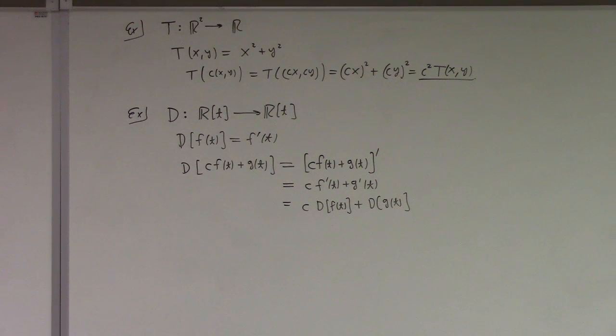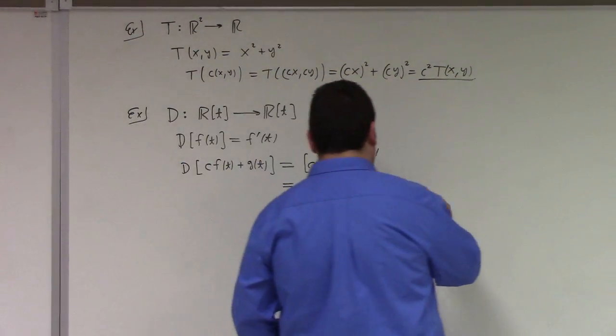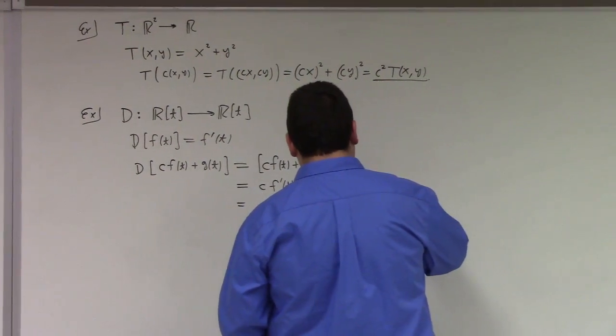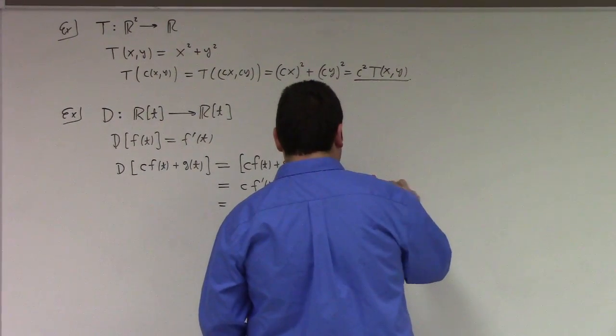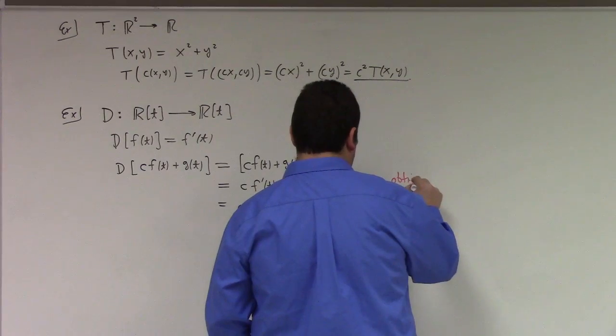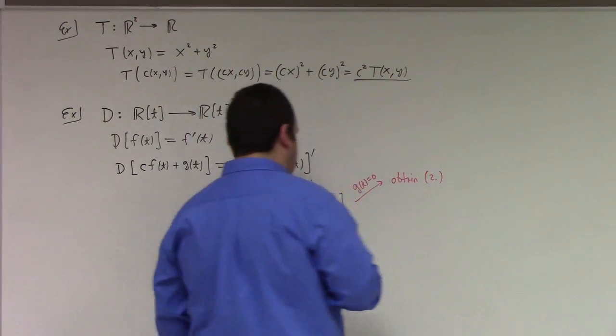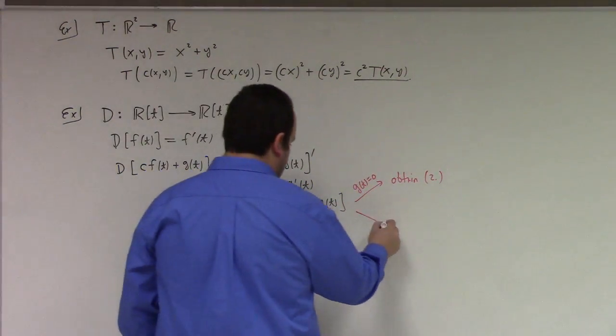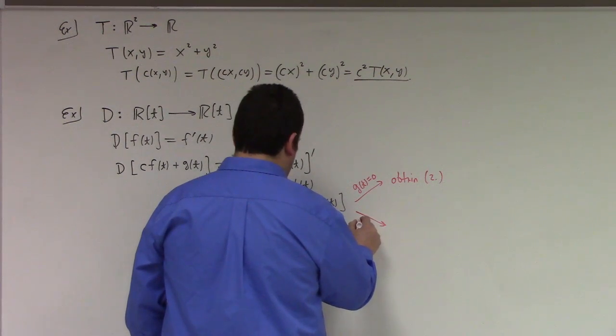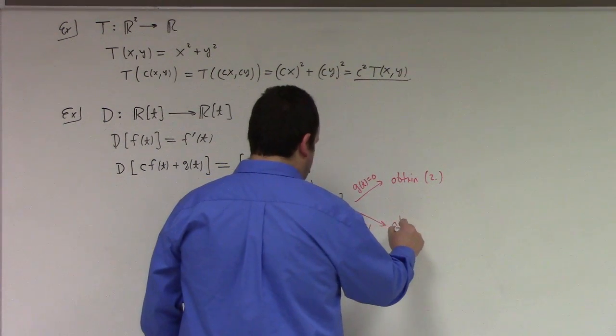So we can be greedy and use this one calculation to, at the same time, get what? Linearity, and I mean, we can get linearity from this, right? We can get homogeneity and additivity. How do you get homogeneity? Take g of t equals 0. We obtain homogeneity. If we take c equals 1, we obtain additivity, right?